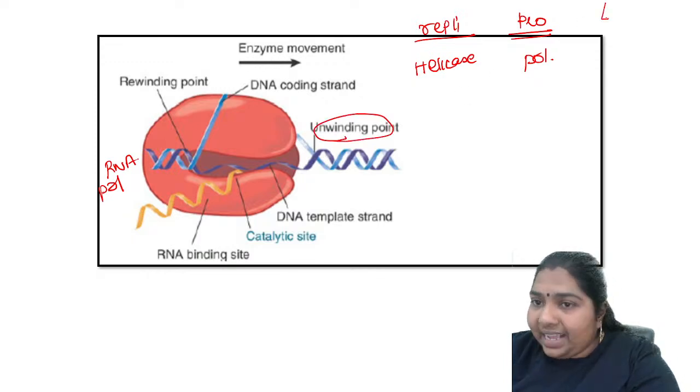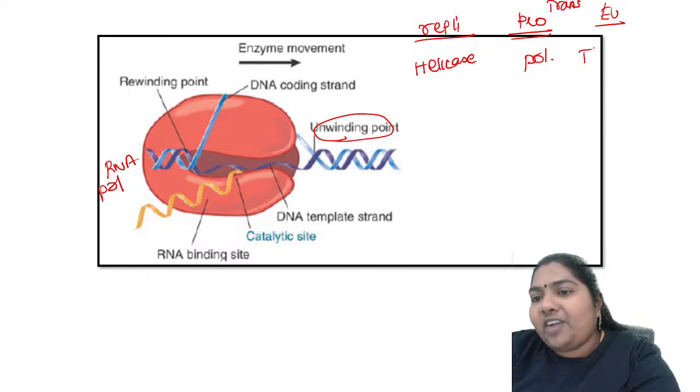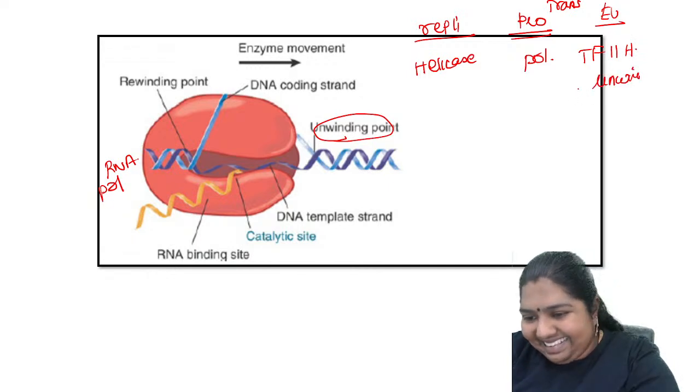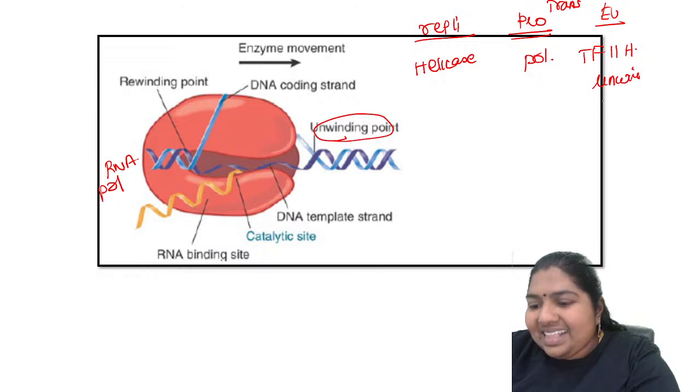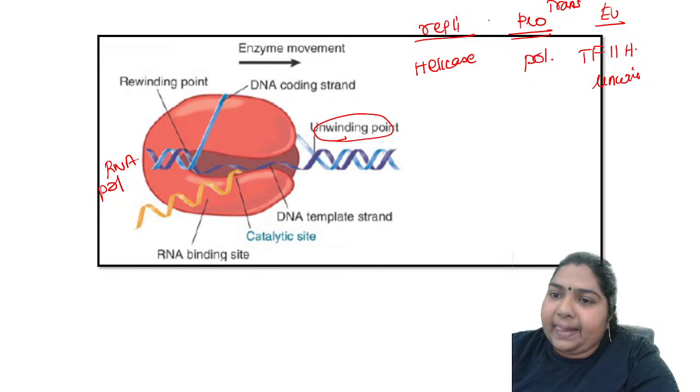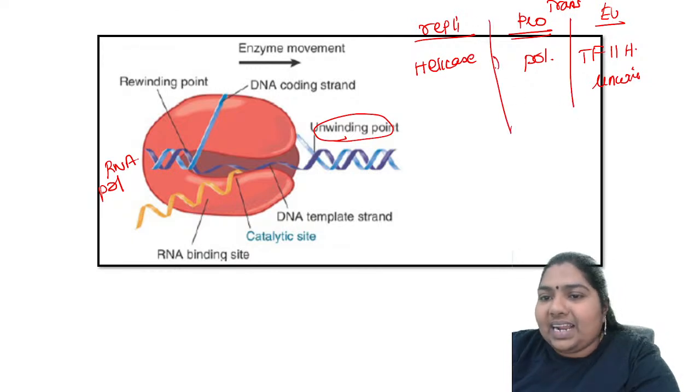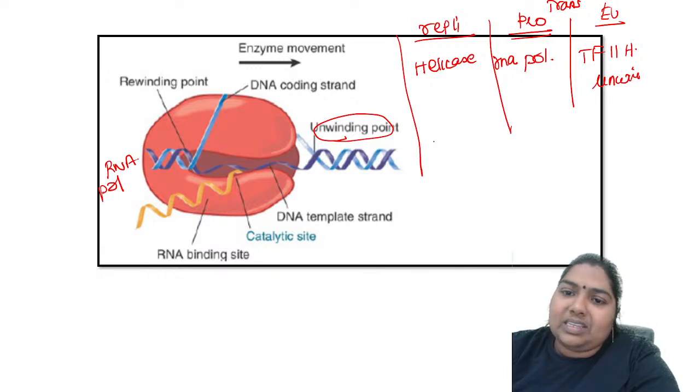In eukaryotes, in transcription, you have a separate factor called TFIIH. So that will do the unwinding. This is working like a helicase. So this is how it is going to work like a helicase. But in case of your prokaryote, your RNA polymerase itself helps in the unwinding. Okay, so this is clear.